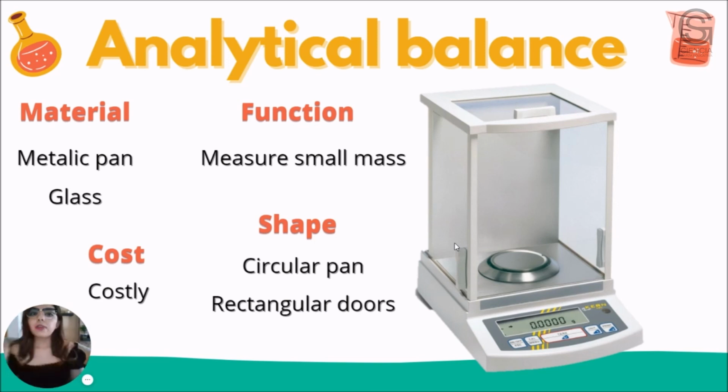So as a brief summary of this description, an analytical balance's main function is to measure small mass, and it is costly. It has a circular metallic pen and rectangular doors made of glass, okay? So that will be the end of our description.